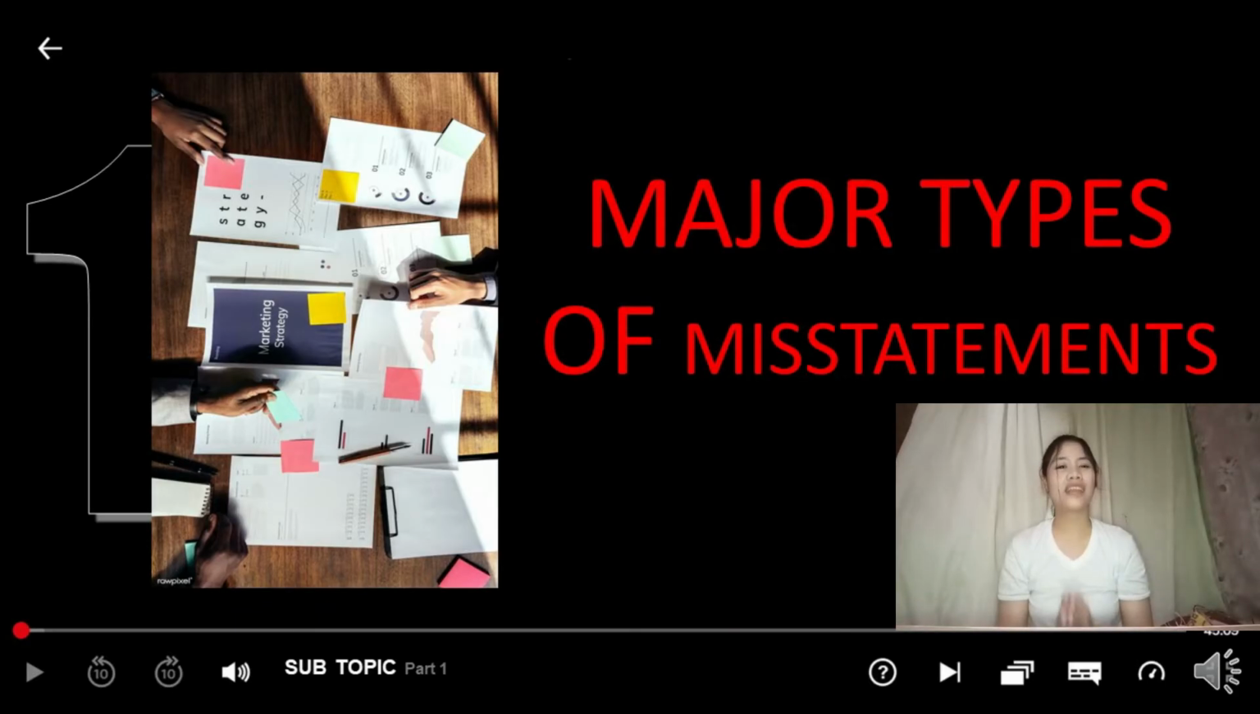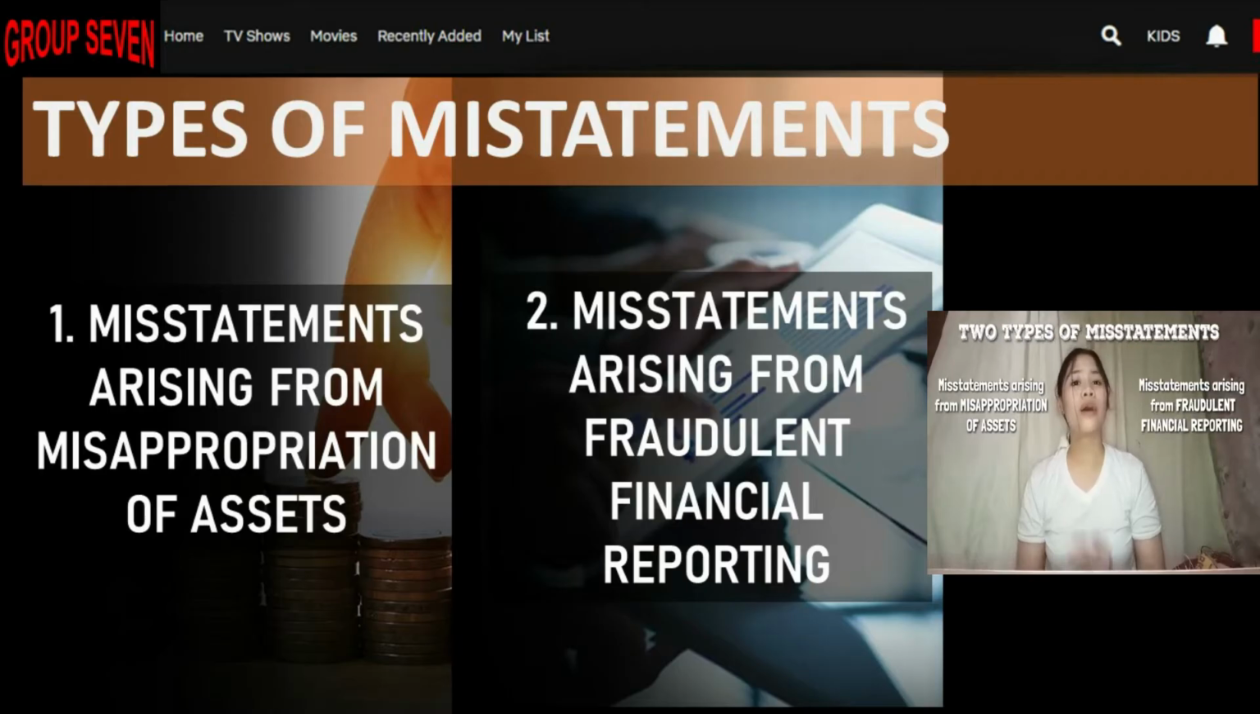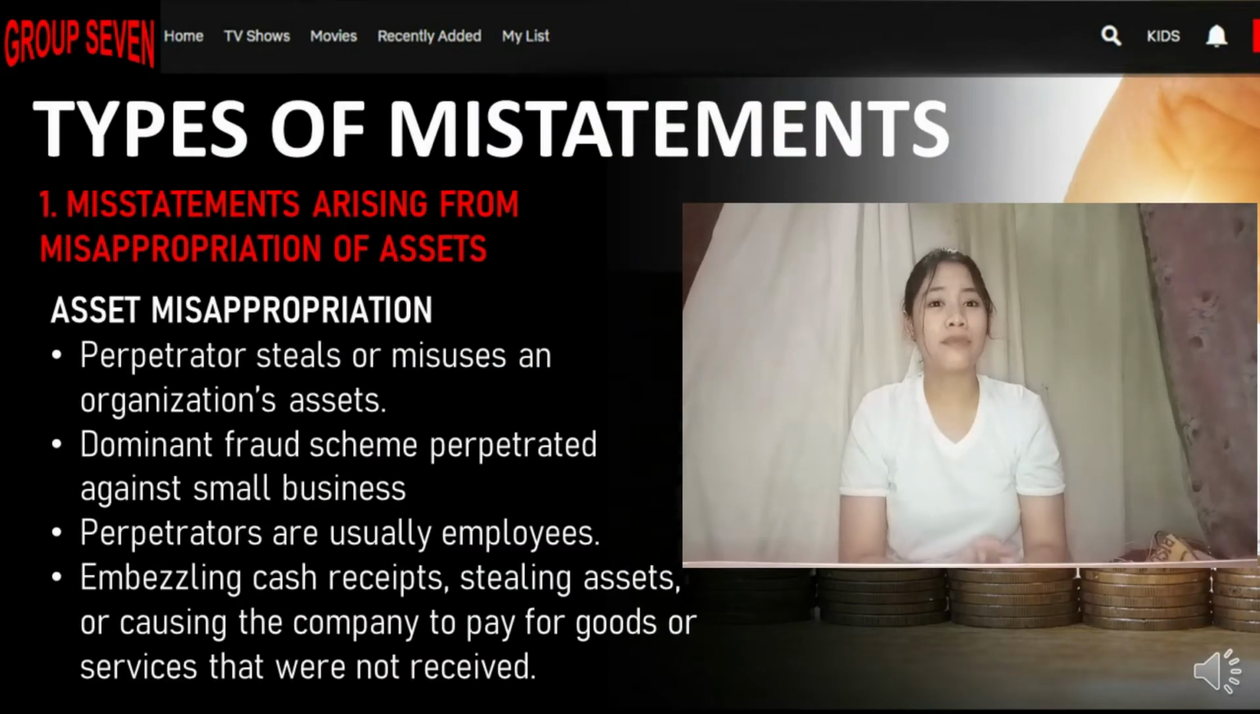And now, let us tackle the two types of misstatements that are relevant to auditors' consideration of fraud. These are misstatements arising from misappropriation of assets and misstatements arising from fraudulent financial reporting. And now, what is misstatements arising from misappropriation of assets?